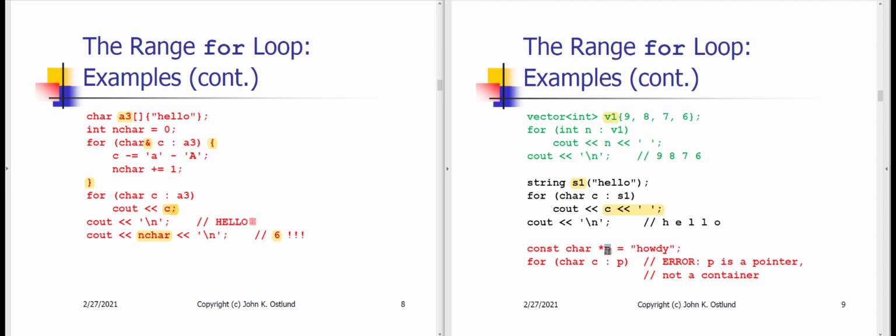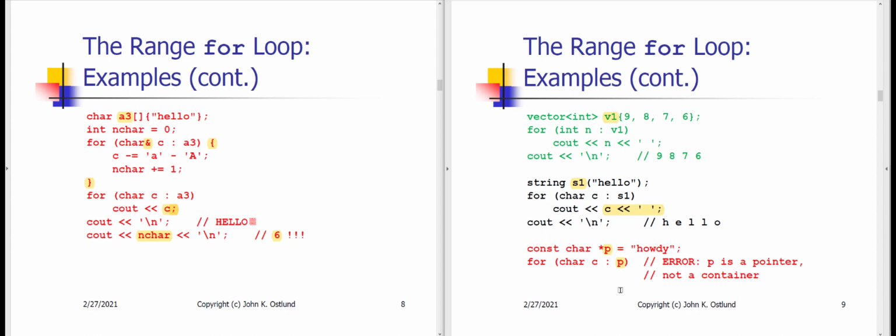Lastly, here I have P declared as a pointer to a char const containing the address of the little h at the beginning of this C-style string in static data. Remember that a string literal gets put into the static data area. This is an array of 6 chars: H, O, W, D, Y, null. P is not a container.